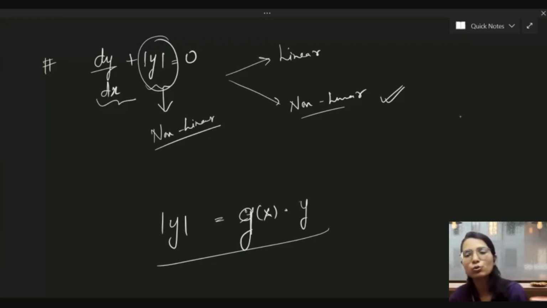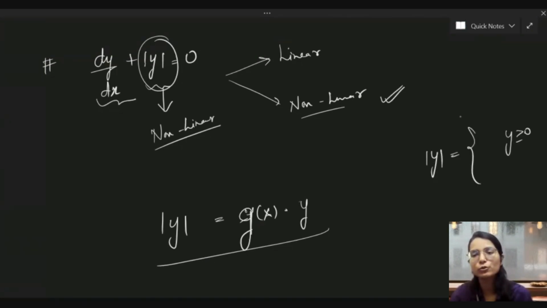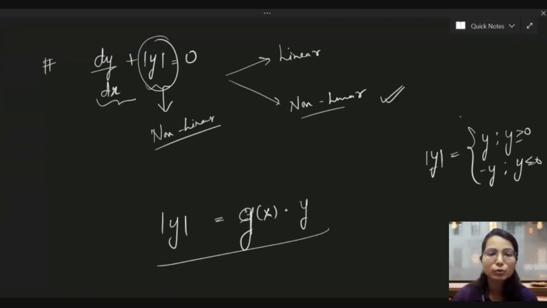Linear functions look something like a scalar multiple. For mod y, it depends on the sign: if y is greater than or equal to 0, you will write plus y, and if it is less than or equal to 0, you will write minus y. So it depends on what sign y keeps. This is why it is called a non-linear function. So the modulus function, the absolute function, is a non-linear function, and that's why this equation was non-linear. That was a good question.